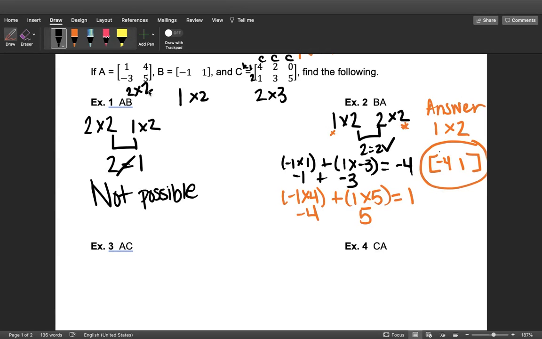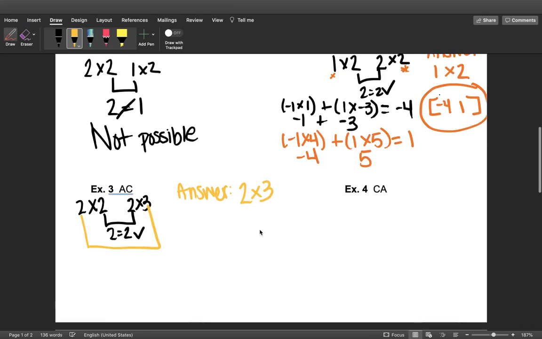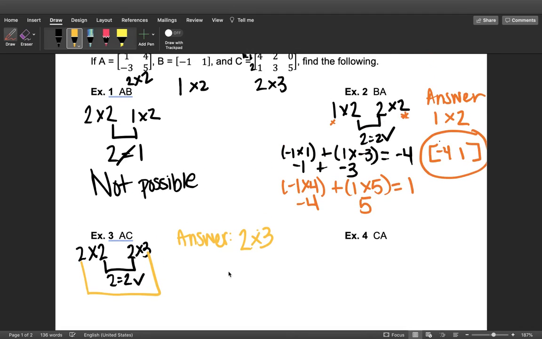Okay, A times C. So A is a 2 by 2, and C is a 2 by 3. So column by row, does that match? 2 equals 2? Yes. So our answer is going to be a 2 by 3. Okay, so let's go ahead and multiply those out.